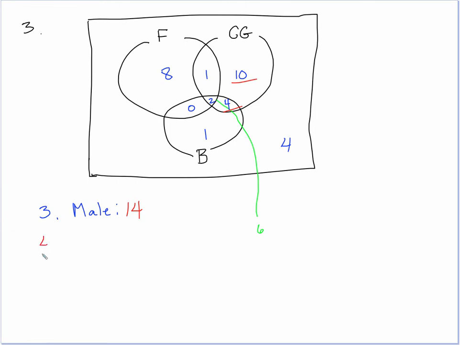Problem 4 uses the same information, so we'll look at that. The question says, how many female college graduates are not bilingual? So I have female college graduates, that's here, and not bilingual is just this one right here, because these two are bilingual. So I have 3 people who are female college graduates. Not bilingual is just this one person. So female college graduates, not bilingual, is just one woman.